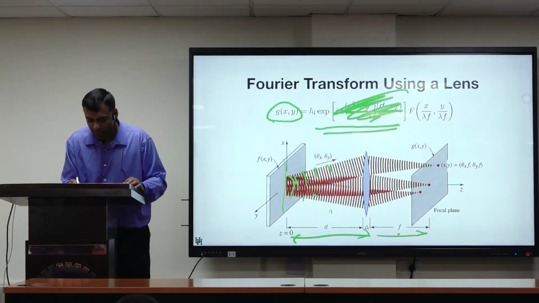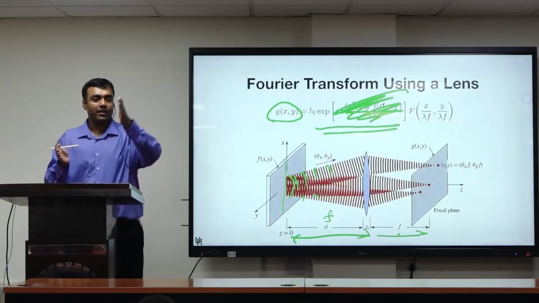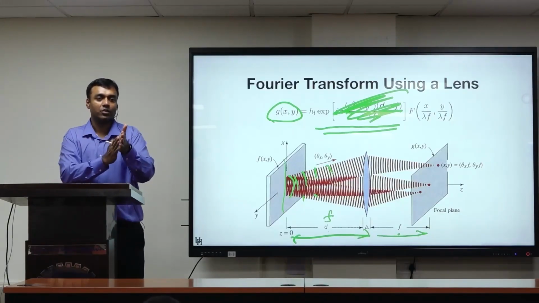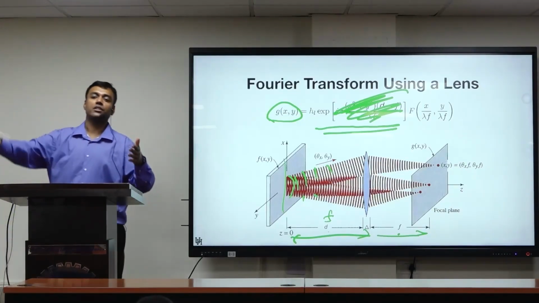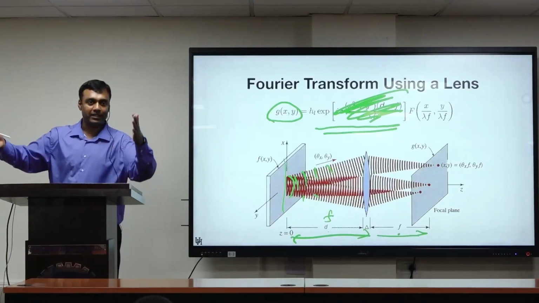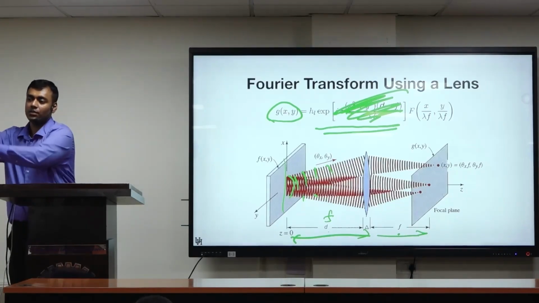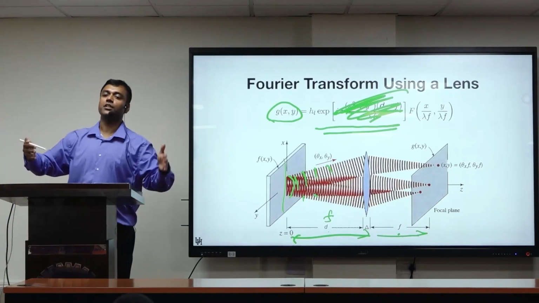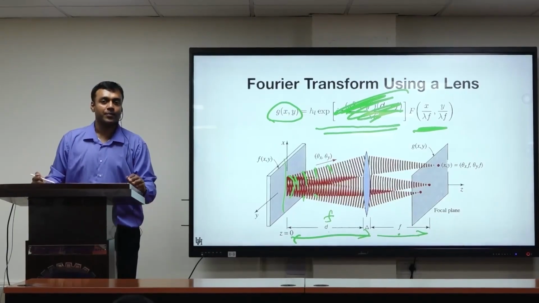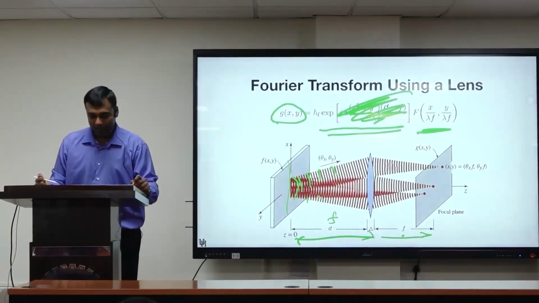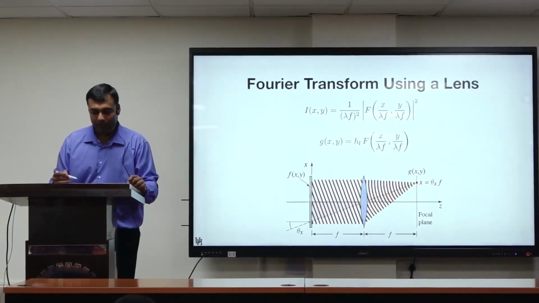If this distance is equal to f, so take a lens whose focal length is f, keep an object at distance f from it. On the other side at a distance f, if you put a screen, and light is incident on this, it creates a pattern, and the light that you detect on the other side will be the Fourier transform of whatever you put on the left hand side. So this is interesting and practically very useful, not just a way of thinking about it.